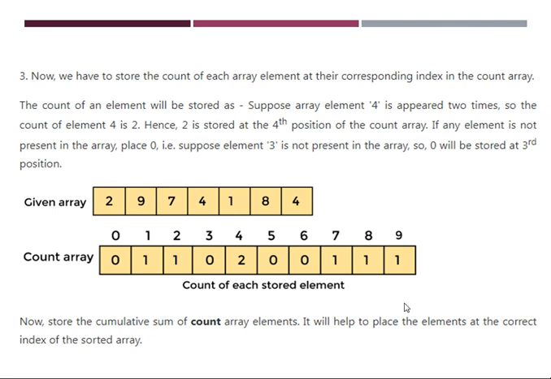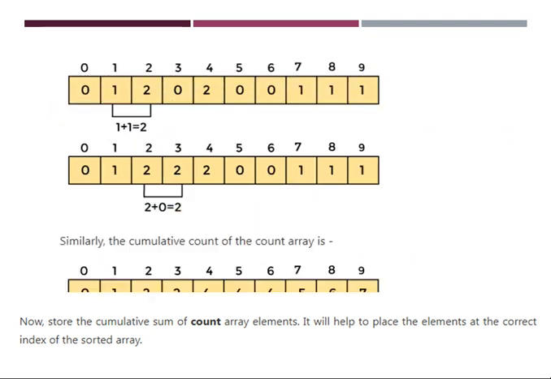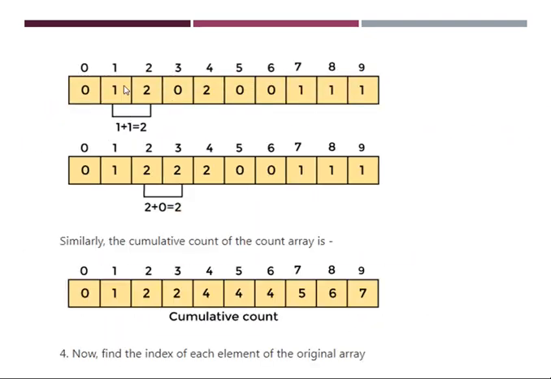Now store the cumulative sum of the count array elements. So here we have stored, and it will help to place the elements at the correct index of the sorted array. Now see, in the next step what we will be doing, we'll be accumulating it. Okay, we'll be adding them.